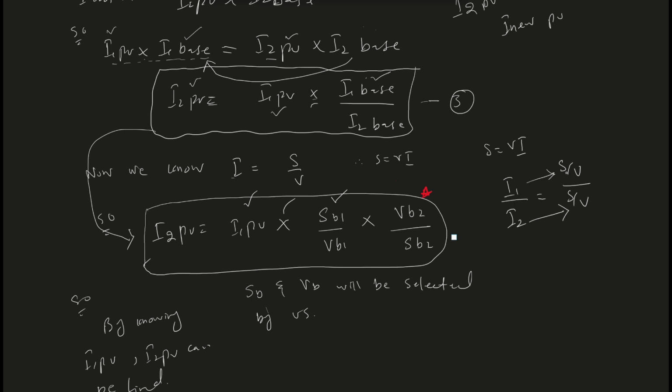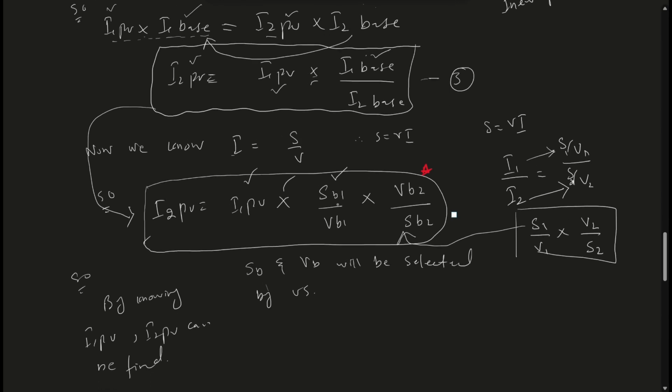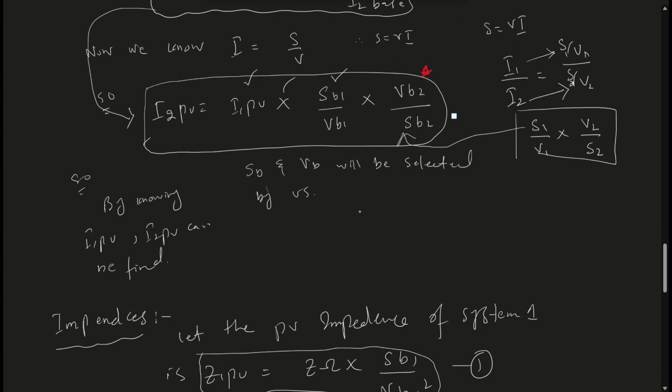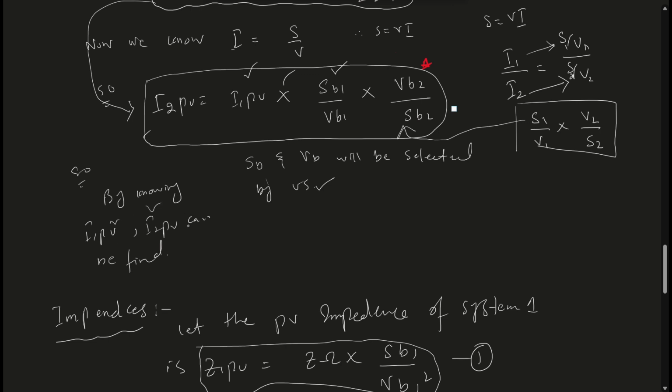Okay, so this is S1 V1, or this is S2 V2. So this is S1 V1, and this whole term will come up here to the right side and get multiplied, and the position of numerator and denominator will get changed. So V2 by S2. Okay, so this is what is happening here: S1 by V1, and this is base value, so that's why SB1, VB1 multiplied by VB2, SB2, V2, S2. So SB and VB will be selected by S, as I have mentioned earlier. Okay, by knowing the I1 per unit, I2 per unit can be found easily.